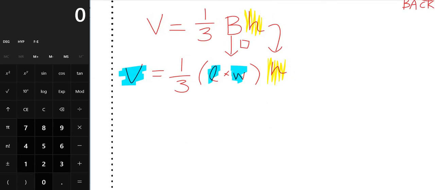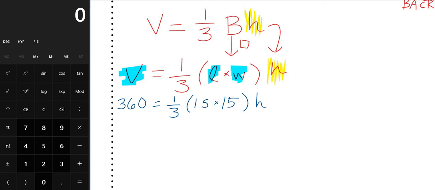And now let me go ahead and plug in. So I have 360, which is your volume, equals 1/3. The length and the width is 15. So 15 times 15. And the height, well, that's what I'm solving for. So I'm going to leave that as h.